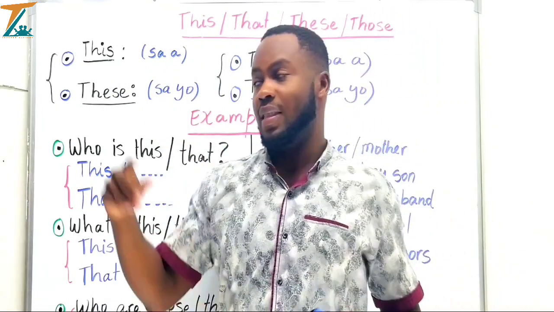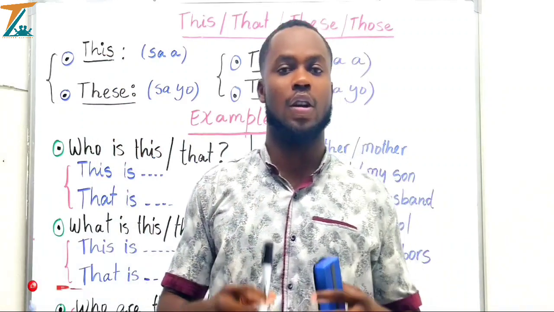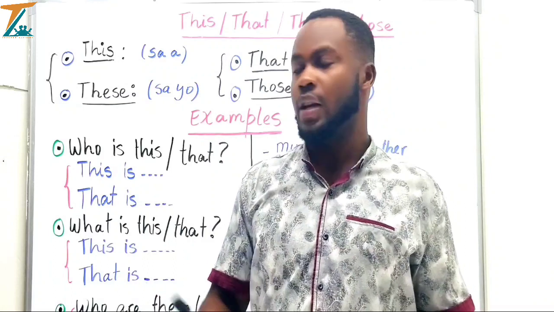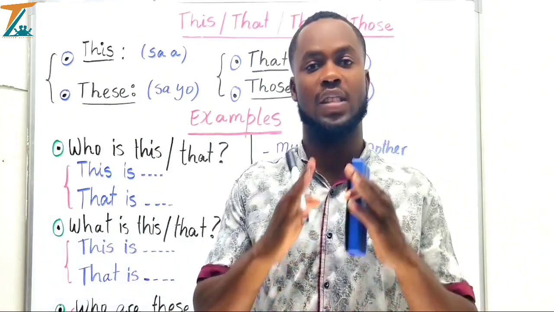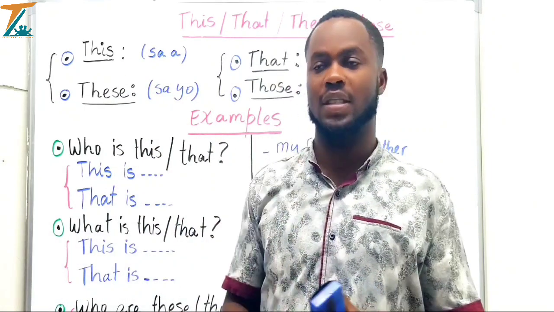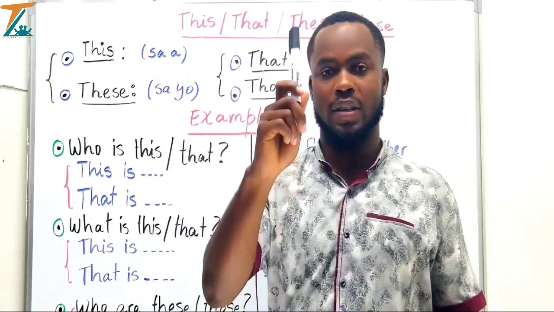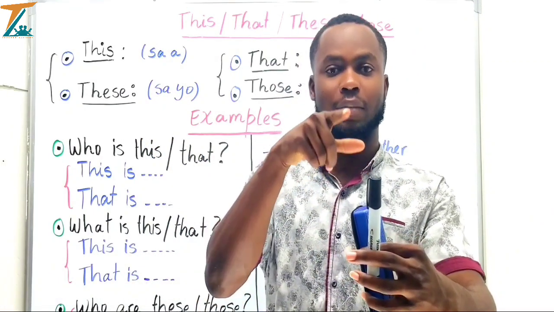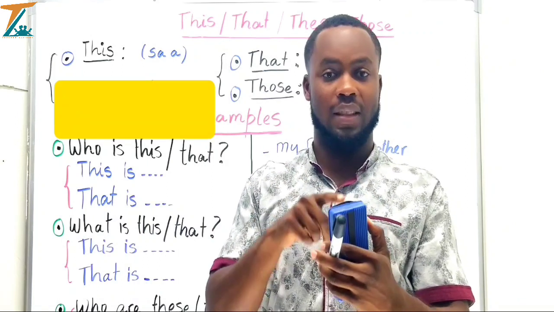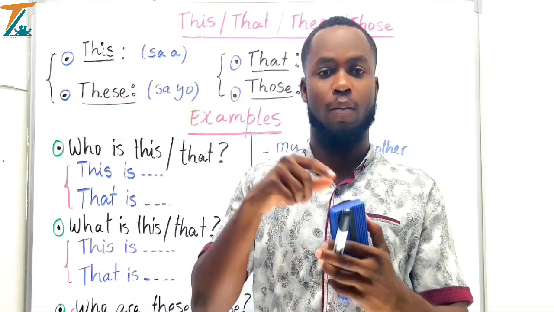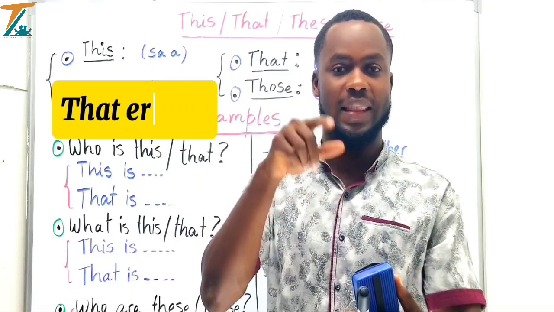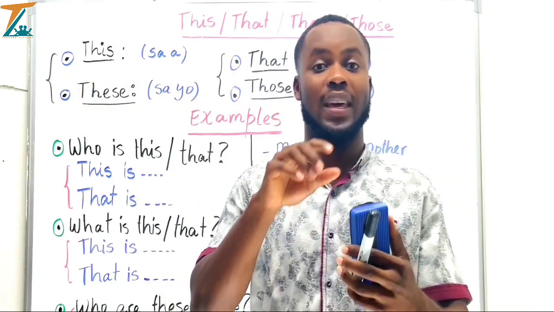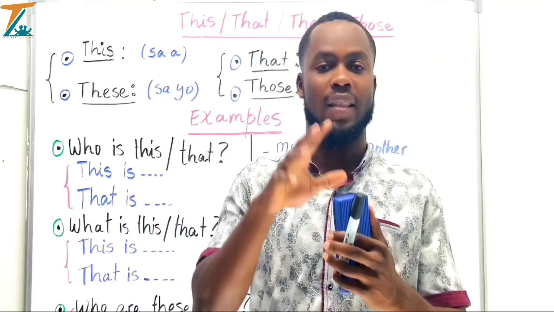So, this is used for singular and that for singular, okay? If I talk about one thing, this marker, this eraser, when I can touch it. That marker, that eraser, when I can't touch it. When you can't touch it, you use that, and when you can touch it, you use this.